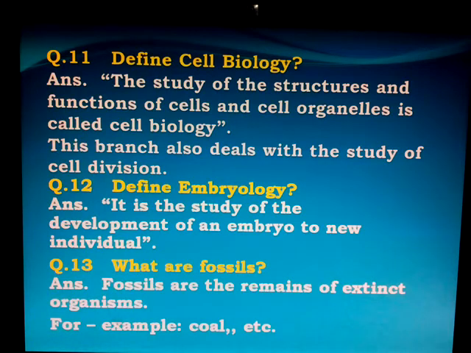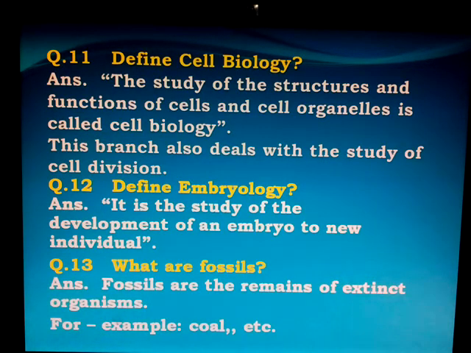Define cell biology. The study of the structure and function of cells. When we study cells completely, with their organelles, that is called cell biology. This branch also deals with the study of cell division. The complete cell division we study under cell biology. When we study the cell, its organelles and the division, that branch is called cell biology.